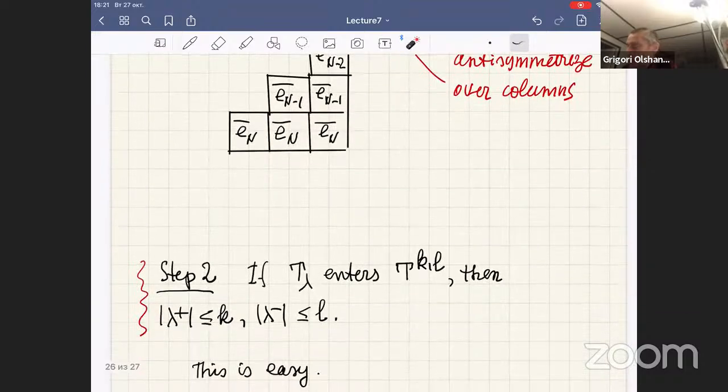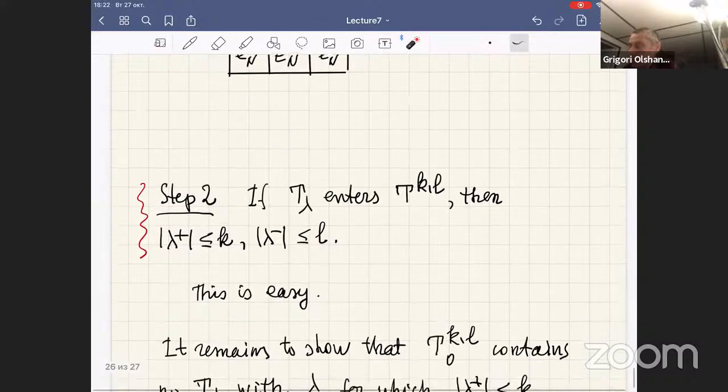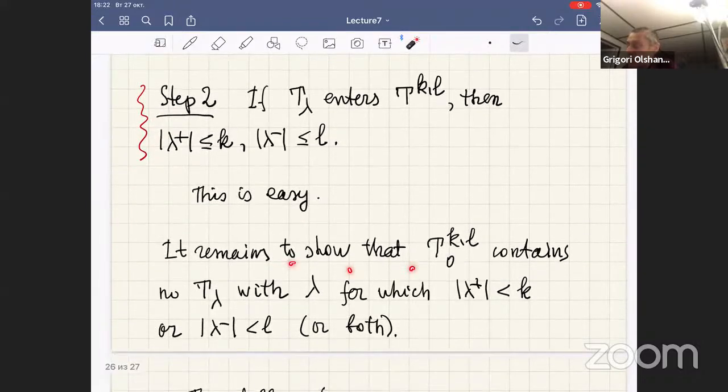And the next claim is that if you have some irreducible constituent of this representation, then it imposes these conditions. So this tensor space can't contain irreducible representations if at least one of these two conditions is violated. This is also not difficult to see. And now it remains to prove there is nothing more.